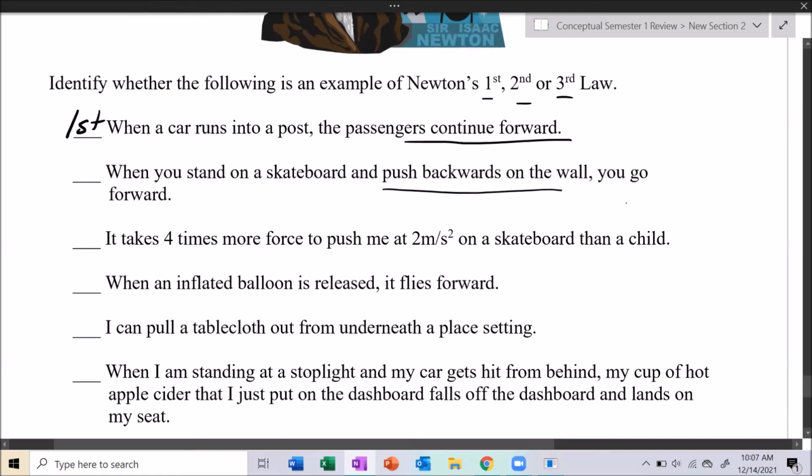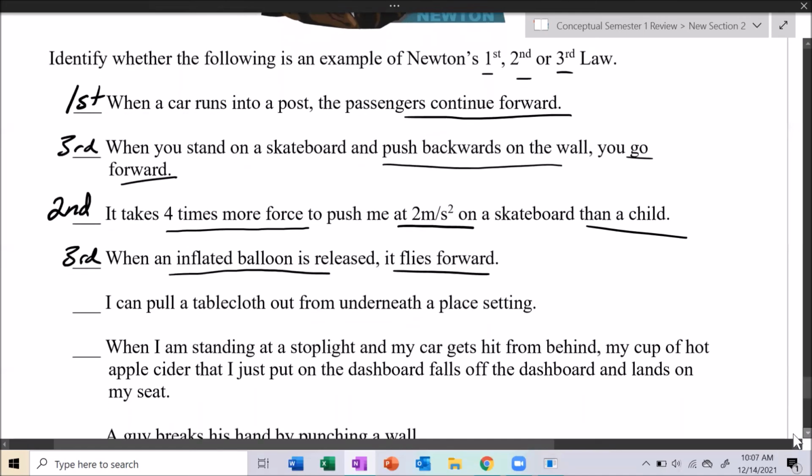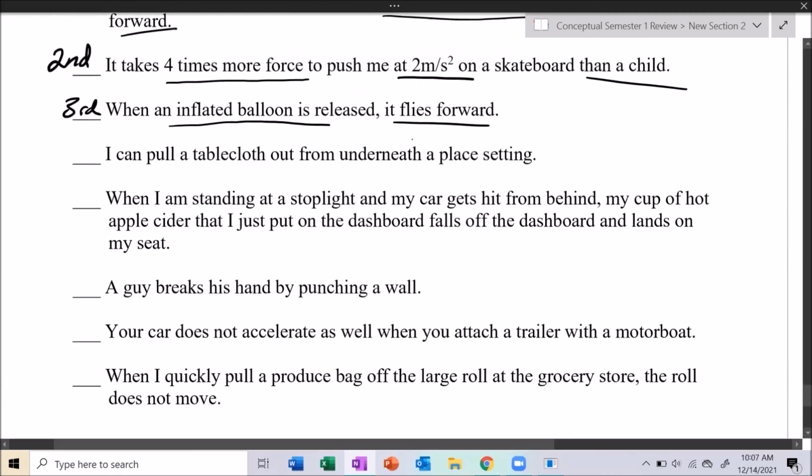When you stand on a skateboard and you push back on the wall, you go forward. That's Newton's third law. Those forces come in pairs. It takes 4 times more force to push me at 2 meters per second squared on a skateboard than a child. That's the relationship between force, mass, and acceleration. That's the second law. When an inflated balloon is released, you let it go and it flies forward. That's the third law. If I pull a tablecloth out from under a place setting, like the magician pulls out the tablecloth, that's the first law because the dishes have inertia.